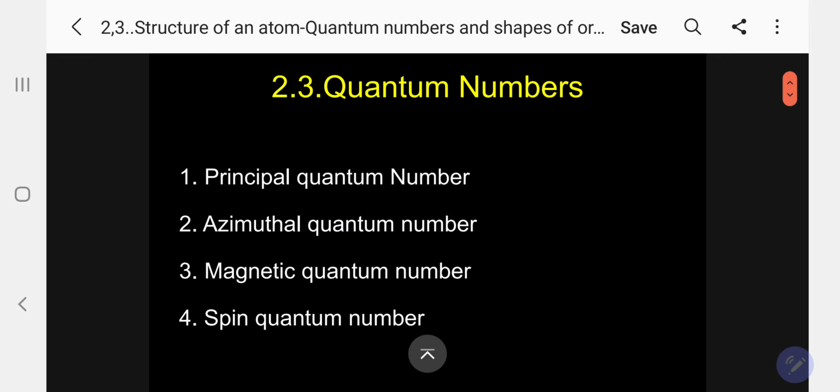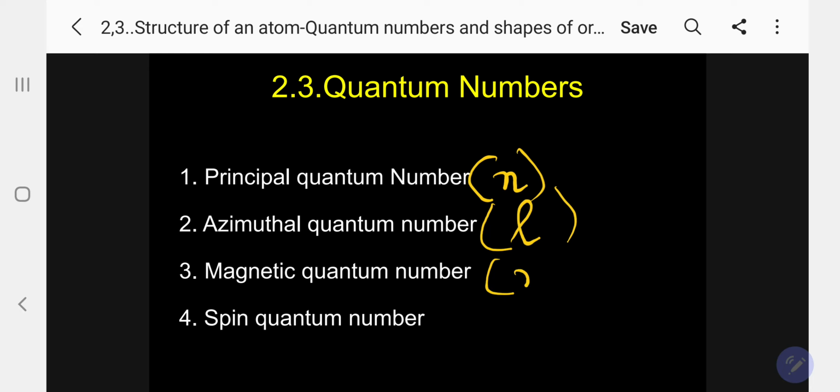First, let me discuss quantum numbers. I told you already when the Schrödinger wave equation was solved, psi had three values: n, L and m. The first one, n, corresponds to principal quantum number, L, azimuthal quantum number, m, magnetic quantum number, and the last one, spin quantum number. So there are four quantum numbers we have. These three quantum numbers are obtained from Schrödinger wave equation.